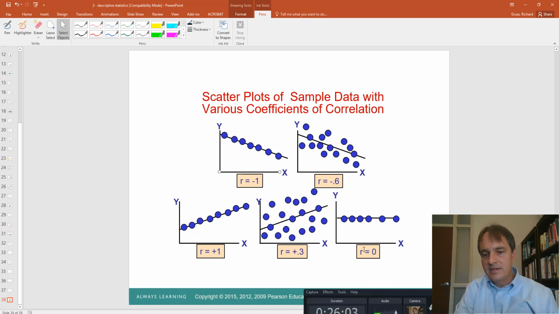And here we see a correlation coefficient of 0. What's happening here is y is always the same no matter what x is. So therefore there is no relationship whatsoever between these two.